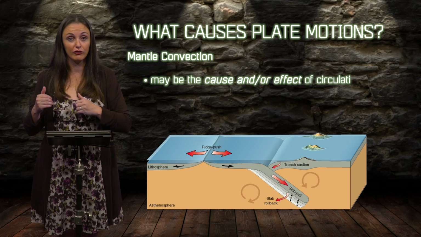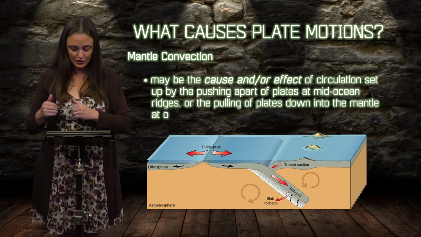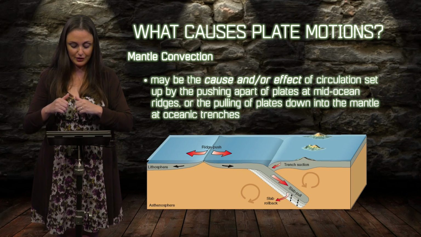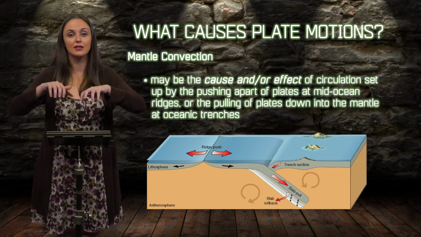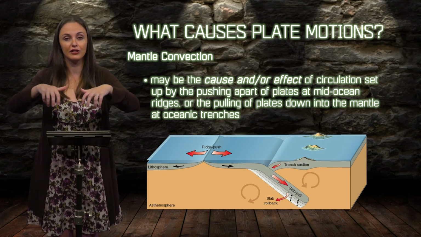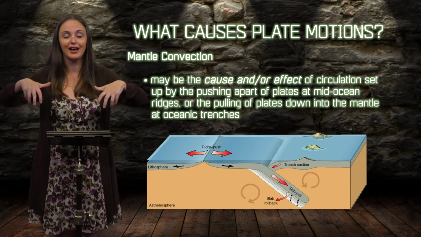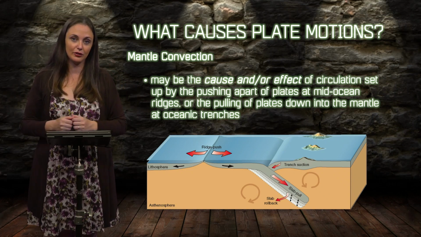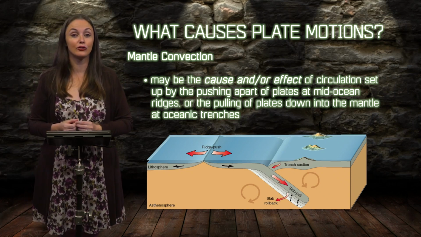So mantle convection can be thought of as the cause or effect of the circulation set up by the pushing apart of the plates at the mid-ocean ridges, and then the pulling down of these slabs of crust as they sink back down into the mantle. So again, there's no right answer here.